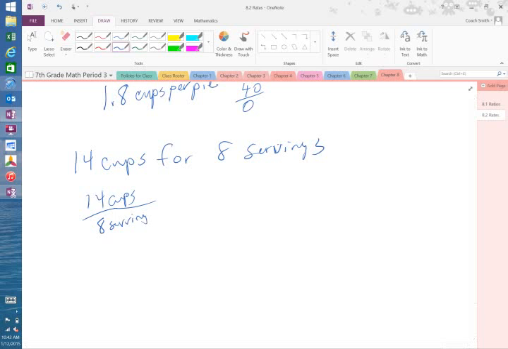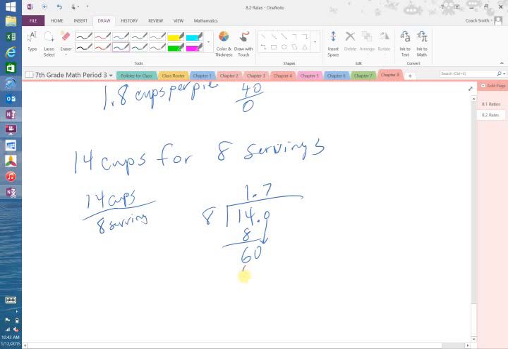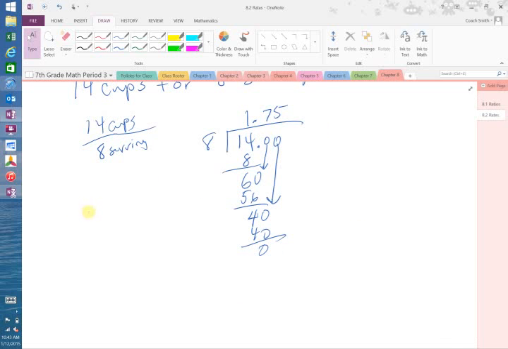Okay, same thing. You just divide 8 into 14. 8 goes into 14, not 8 times. 1 time, be 8. Remainder 6. Bring down my 0. 8 into 60 goes 7 times, be 56. Remainder 4. Bring down another 0. 8 into 40 goes 5 times, be 40. Remainder 0. So 1.75 cups per serving.